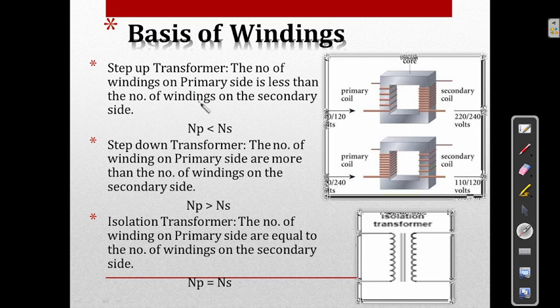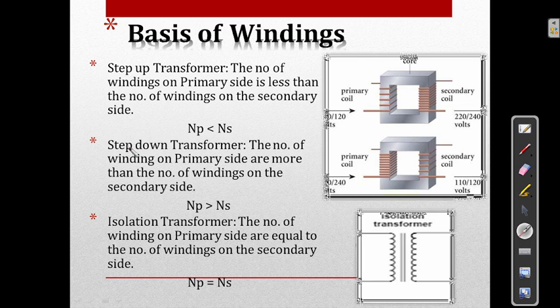Now we will see about the step up transformer. The number of windings on the primary side is lesser than on the secondary side; this is called a step up transformer. The voltage must be high in the secondary winding, and lower in the primary winding. See, this NP is the number of turns in the primary winding, and this NS is the number of turns in the secondary winding.